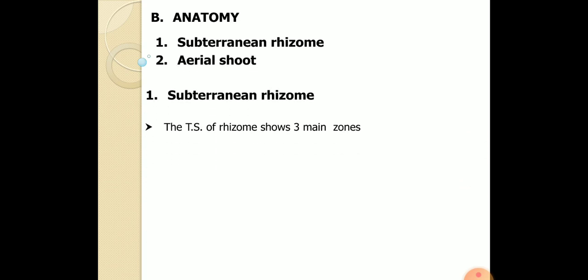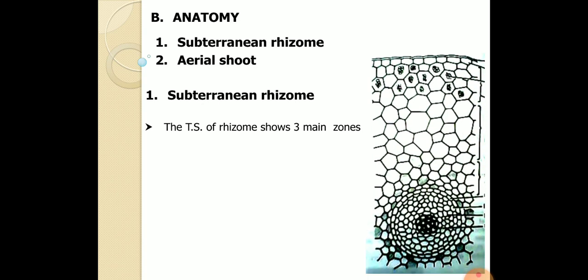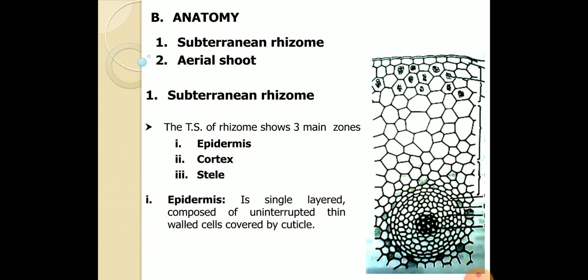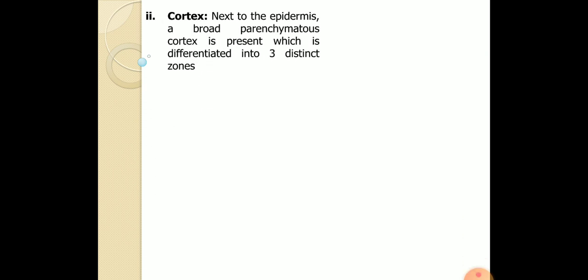Coming to the anatomical structure, the TS of the rhizome consists of mainly three zones: epidermis, cortex and the stellar region. The epidermis is a single layer composed of uninterrupted thin-walled cells with a cuticle, and then the cortex.